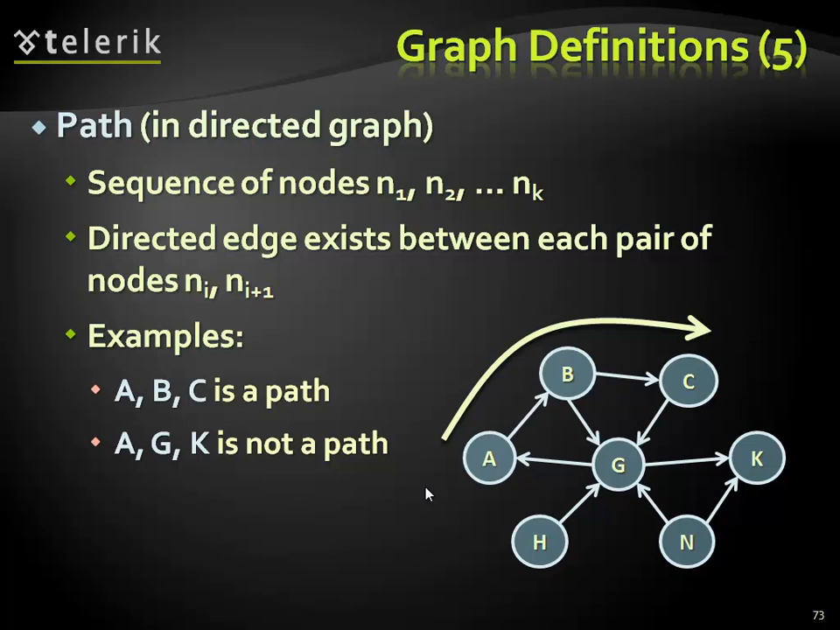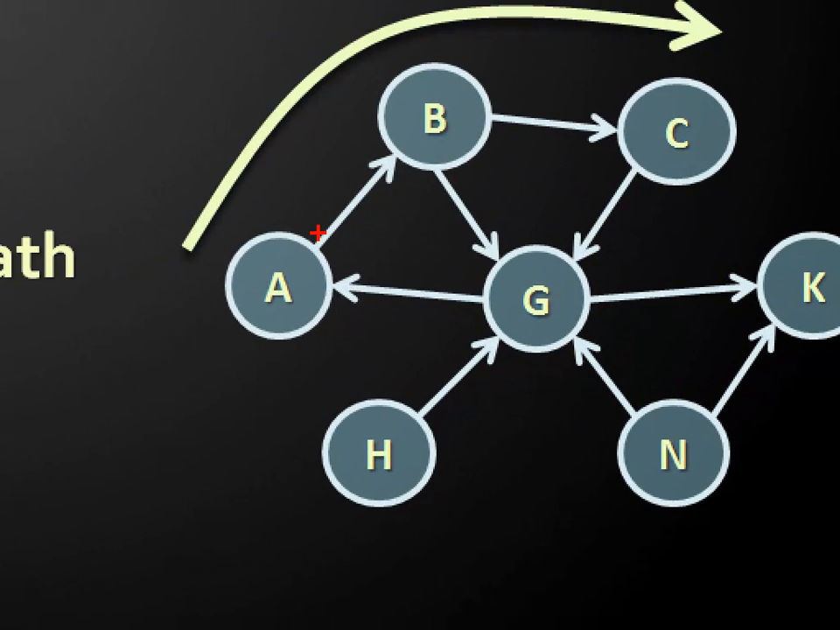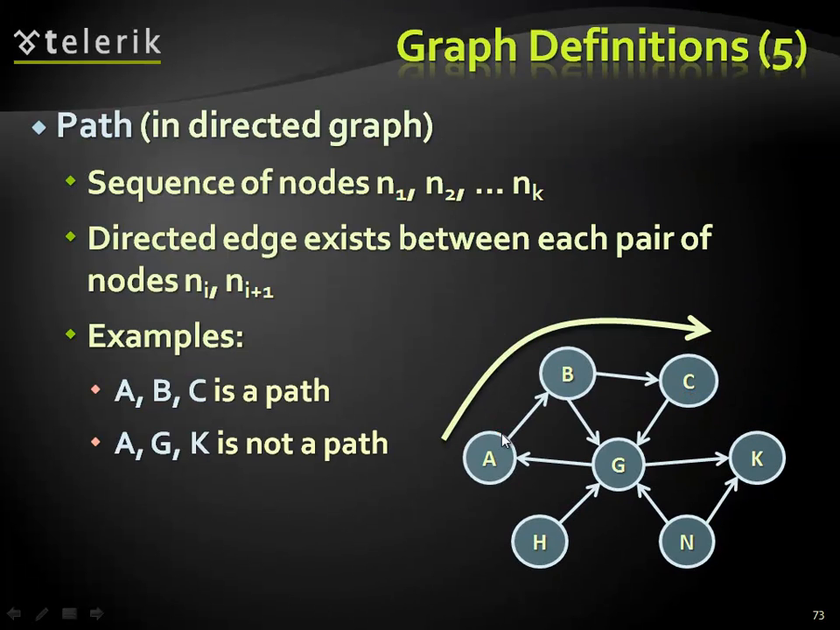Okay, a little more definitions. In a directed graph, same thing, but the path is directed, meaning that A, B, and C is a path. Why? Because this connection is valid and this connection is valid. But CBA is not a path because this transition is not valid. We can't go in the backwards direction. And AGK is also not a path because we can't go from A to G.